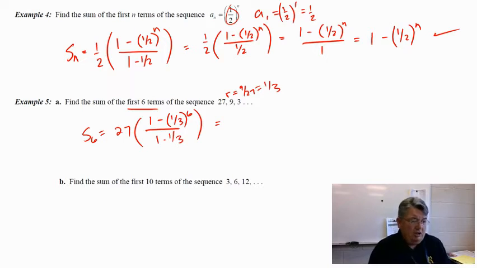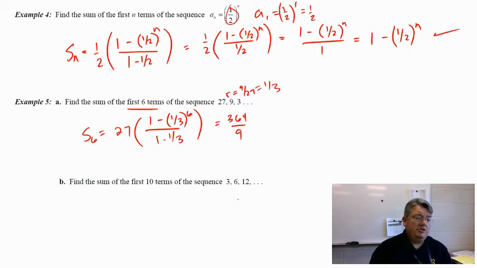I'm going to type that in my calculator. 27 times, parentheses, big fraction, 1 minus, in parentheses, 1/3, to the power of 6, all over 1 minus 1/3. And I get 364/9. And I know that if I change that to a decimal, it's going to be a repeating thing. So I'm just going to leave it like that.